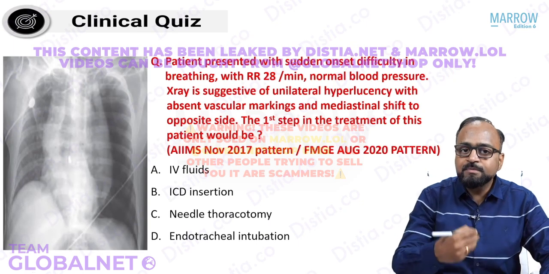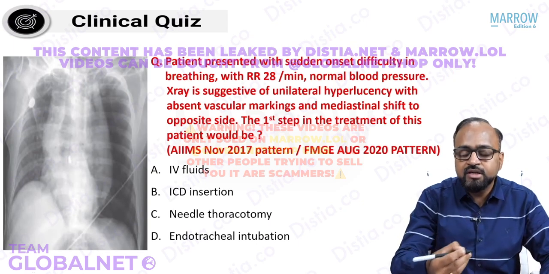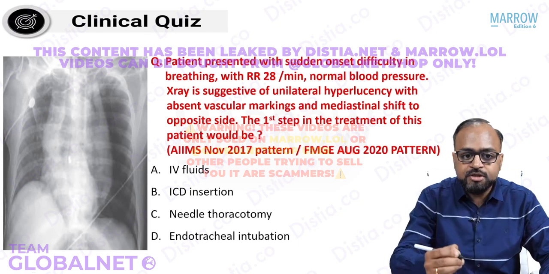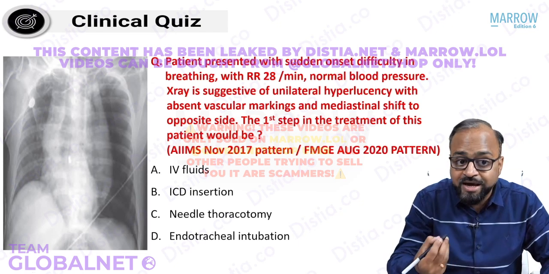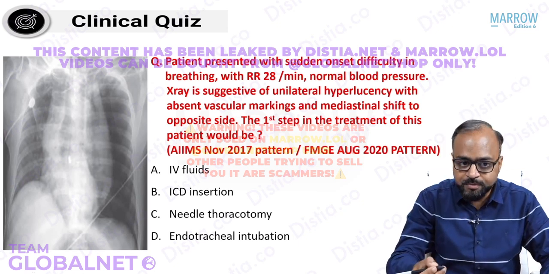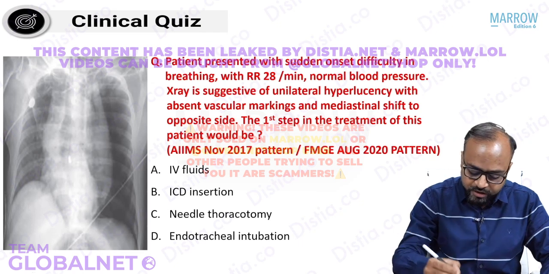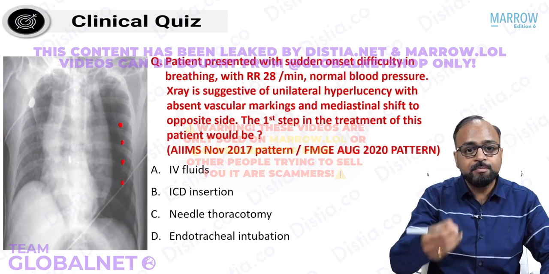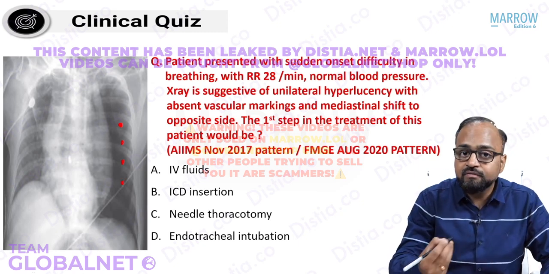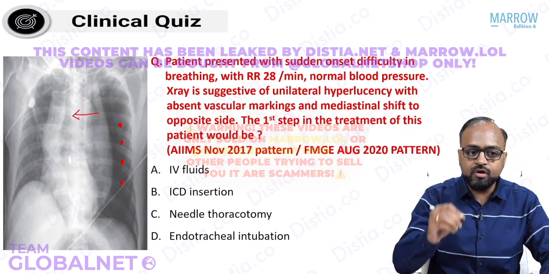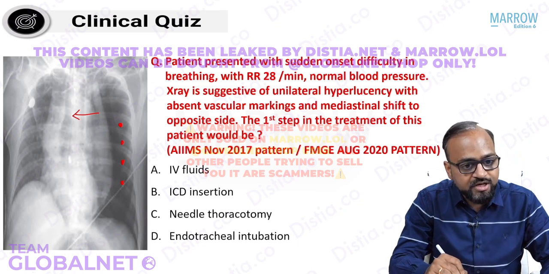See here again, something has appeared in the area of the pleural cavity that is abnormal. What is this? The patient presented with sudden onset, acute breathing difficulty, respiratory rate is elevated, blood pressure is normal. The X-ray suggests unilateral hyperlucency. We have studied that lucency means blackness, isn't it? Hyperlucency means excessive blackness with absent vascular markings. There is definitely a mediastinal shift going towards the opposite side.